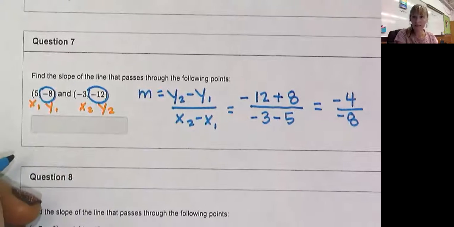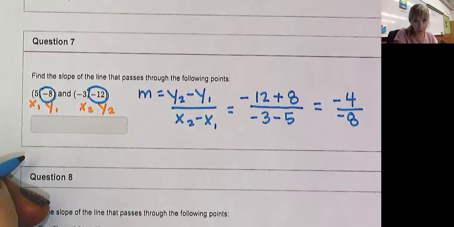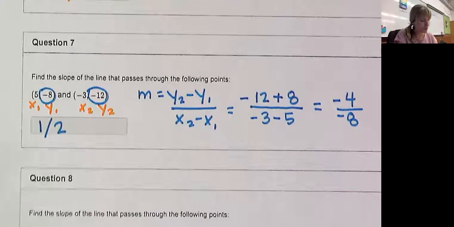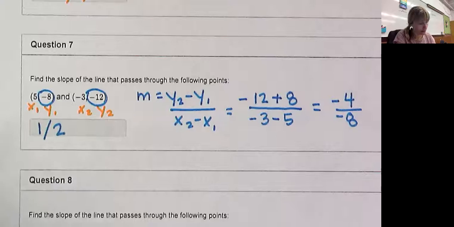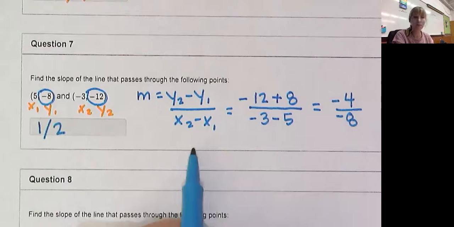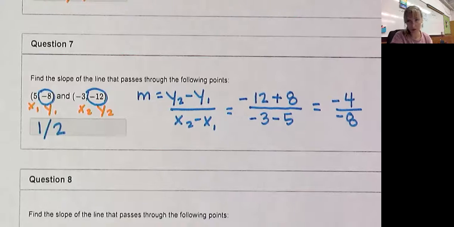And again, of course, that is not what I'm going to type in this box, because -4 over -8, there is a much simpler way to write that. That is +1/2. If you have a negative in the numerator and the denominator, that means you went down and you went to the left, which means you actually have a positive slope.